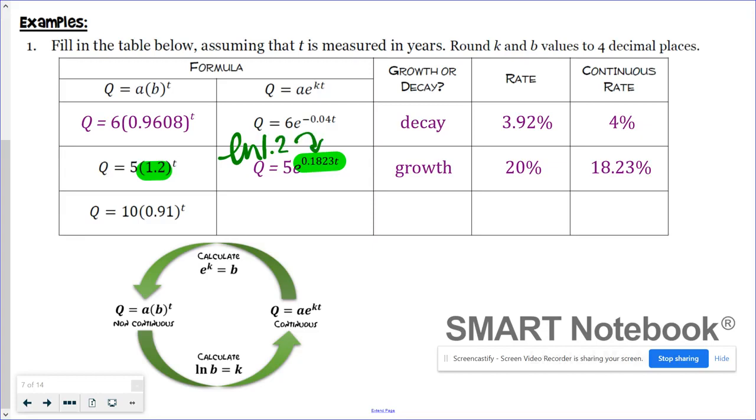Looking at the other three columns, this is a growth function. I knew that because my base was greater than 1. That rate, once again, came from going base minus 1 times 100. And the continuous rate, once I knew what k was, I simply went k times 100, and that's how I got my continuous rate. So why don't you pause the video now, try out that last one for yourself, and then check back in with me.